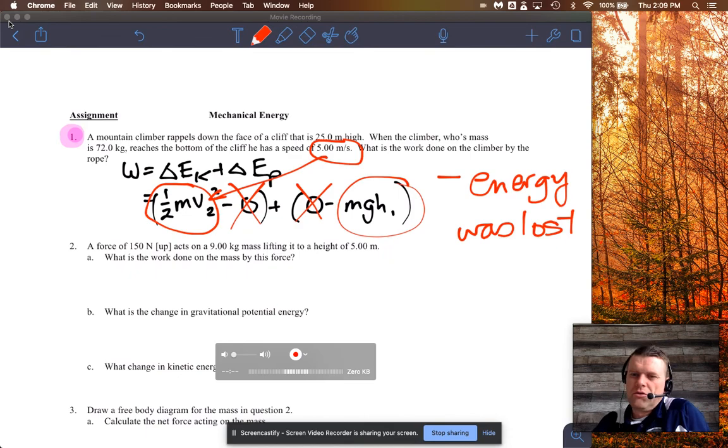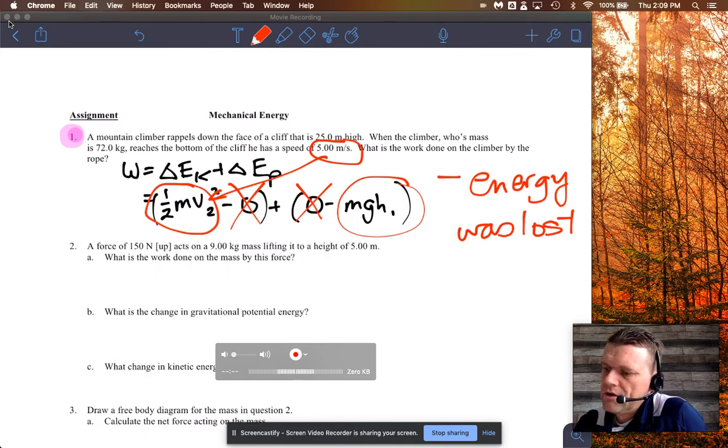Okay? So the amount of energy that the mountain climber had at the top, he would have lost most of that energy. By the time he gets to the bottom, he has some kinetic energy, so it doesn't come back to zero, but he definitely has lost energy.